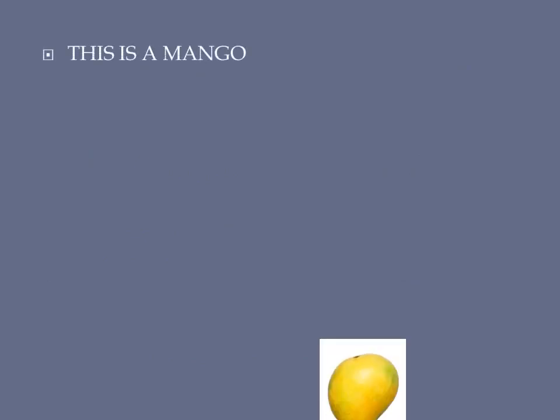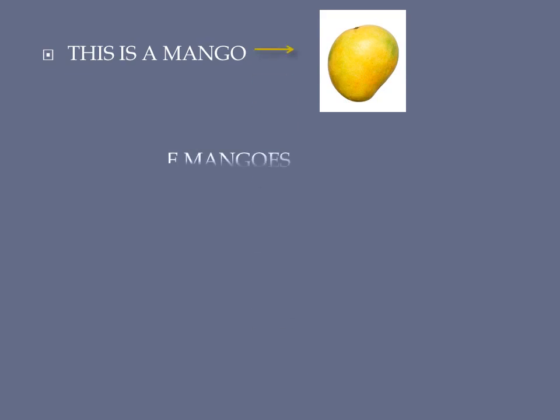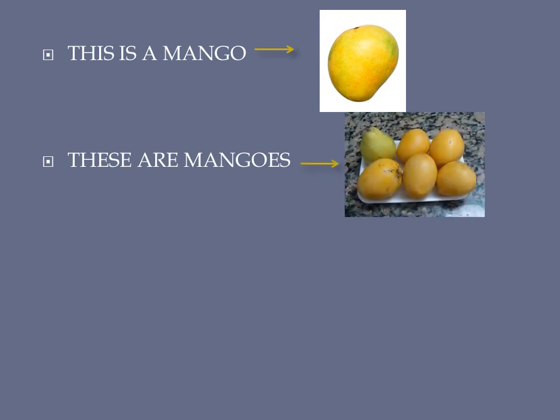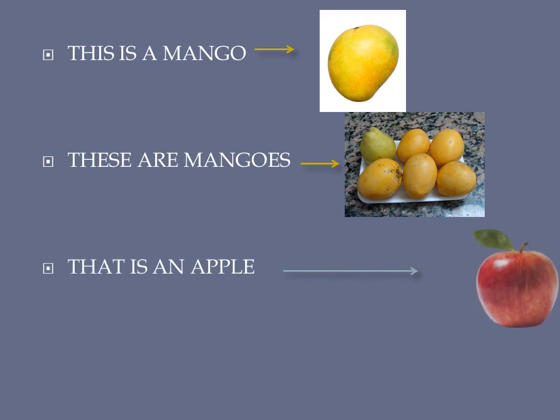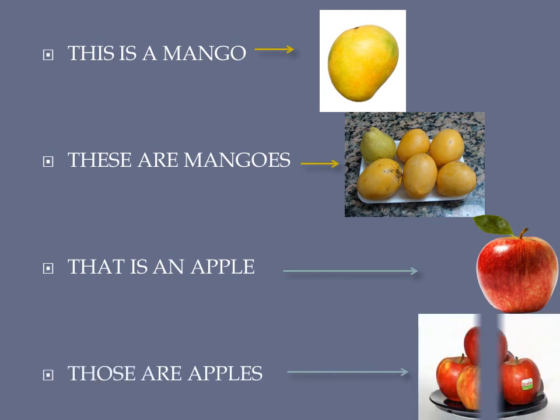Let us take a picture. Now the first picture is of a mango. This is a mango. Okay? Singular and near to us. These are mangoes. Plural and near to us. That is an apple. Far away, singular. Those are apples. Far away, plural. Okay? Now is it clear to all of you?